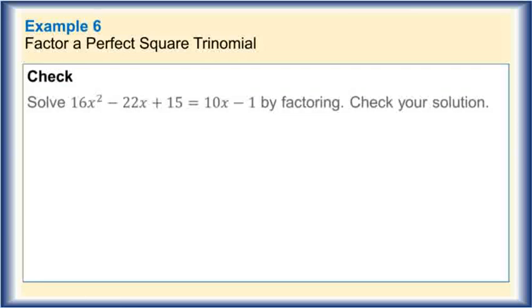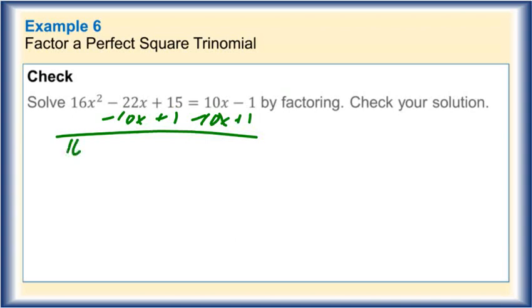Next, factor this perfect square trinomial. So I'm going to subtract 10x and add 1 on both sides. I now have 16x squared minus 32x plus 16 equals 0.